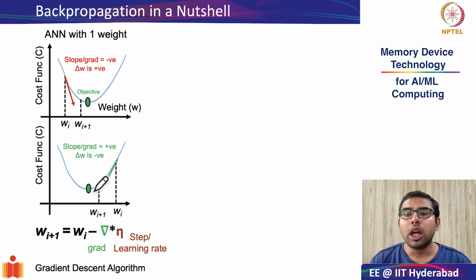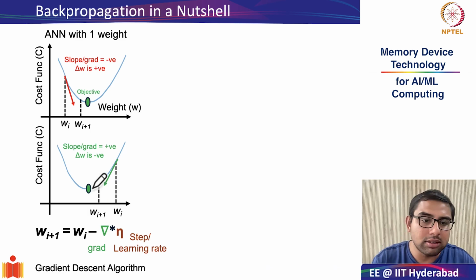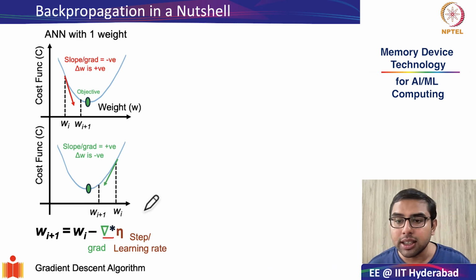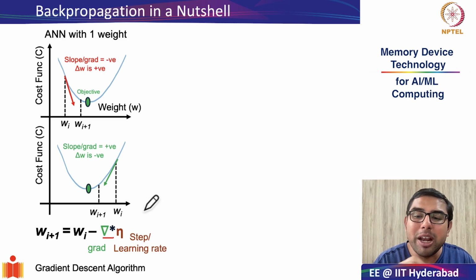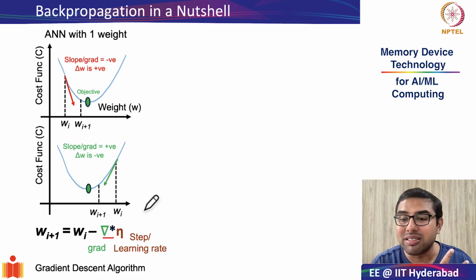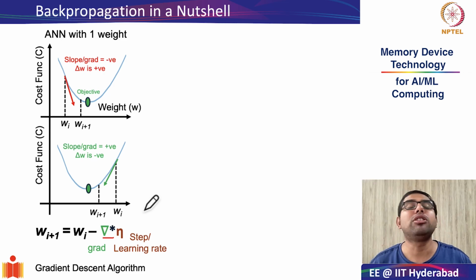So to summarize, we compute the gradient of the loss function with respect to the weights, and then update the weights in the opposite direction of the gradient by the scaled learning rate. And when you repeat this process again and again, it brings your weights to that local minima where your error is the least. And this is the process which is known as the gradient descent algorithm.